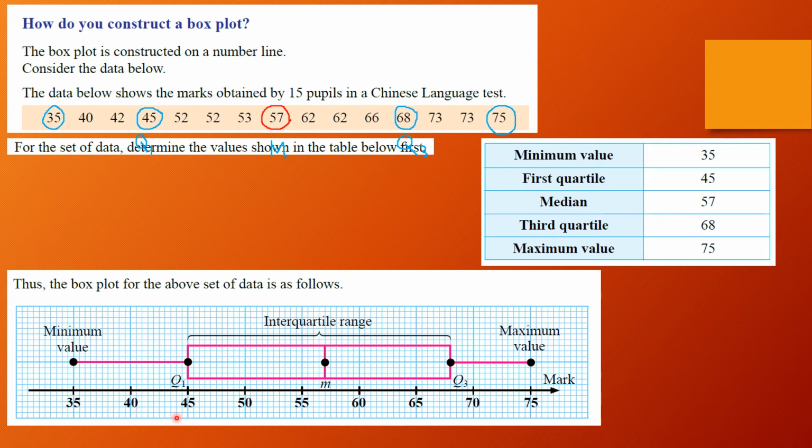So the next number will be 40, then 45, 50, 55, 60, 65, 70, 75. So always remember, make sure that your scale is uniformly distributed. If the difference is 5, make sure all the scale differences are 5. So for the minimum value, you put a dot here, 35, then followed by the first quartile.